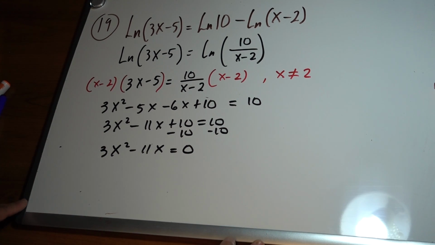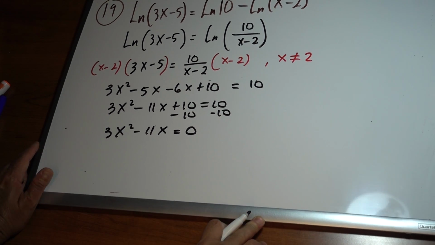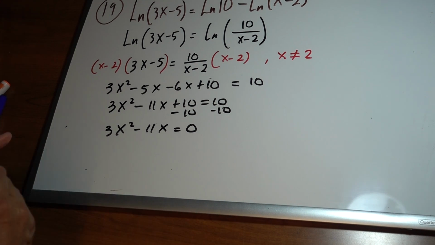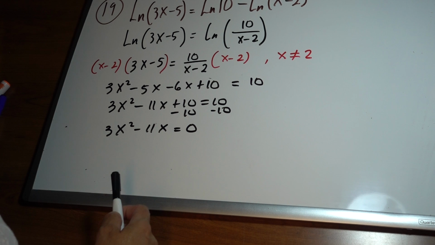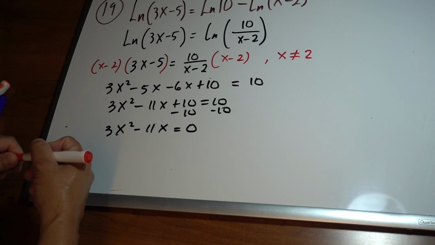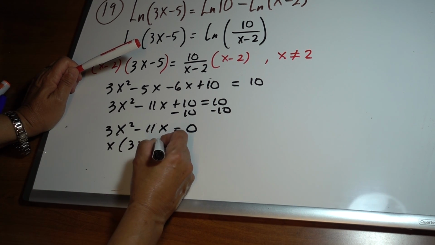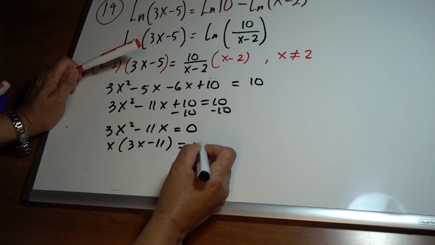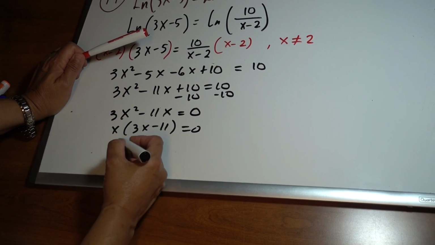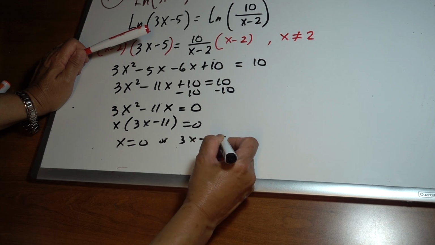We can solve this equation different ways. You can use the quadratic formula, but we can also factor. And factoring is always easier. All the time where you can factor instead of using the quadratic formula, do it. So as a common factor, we have x times 3x minus 11 equals 0. From here we have then x equals 0, or 3x minus 11 is equal to 0.